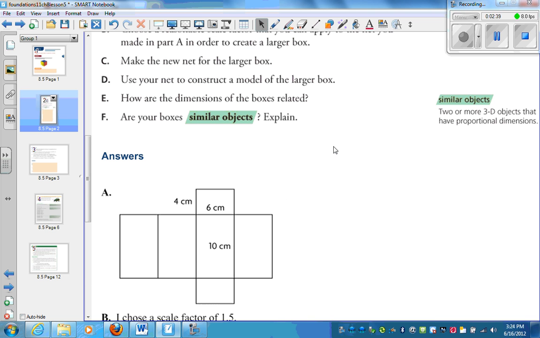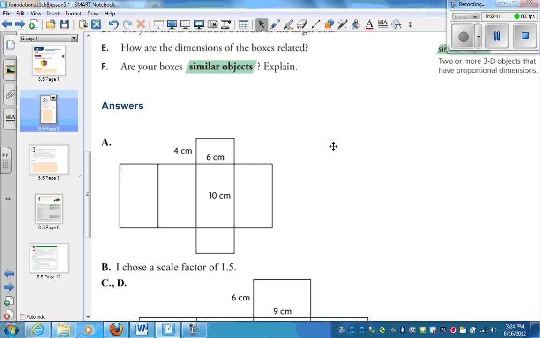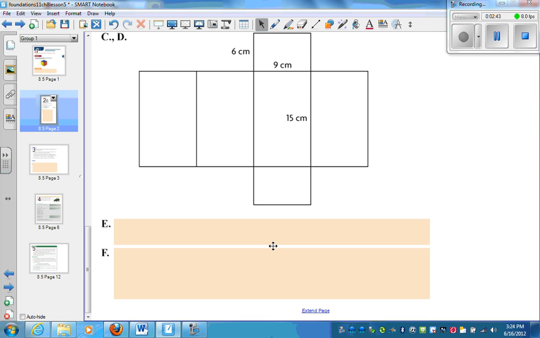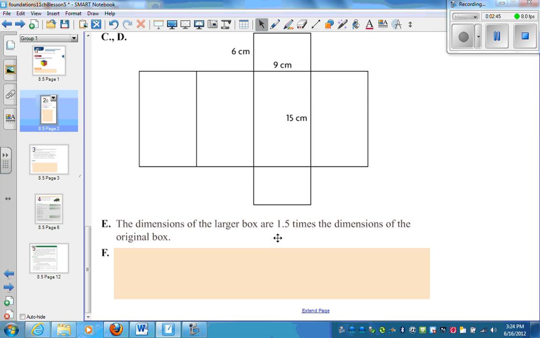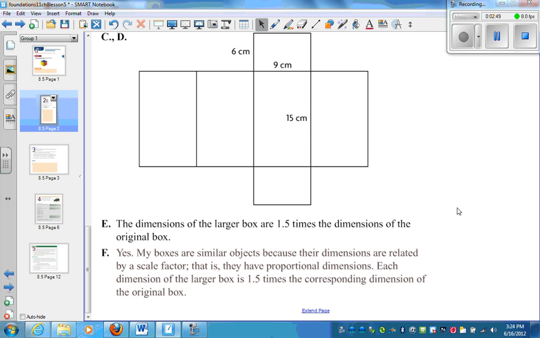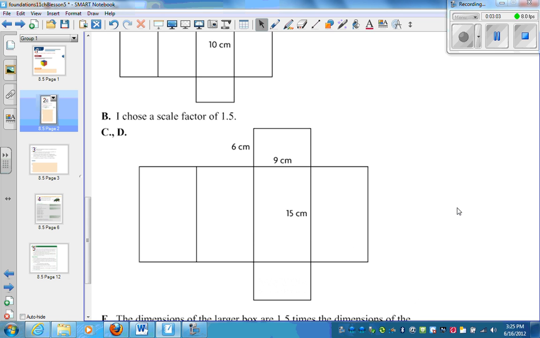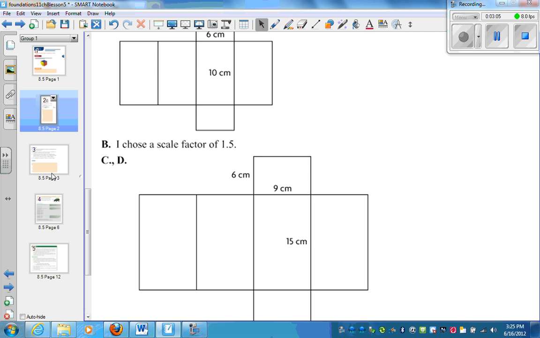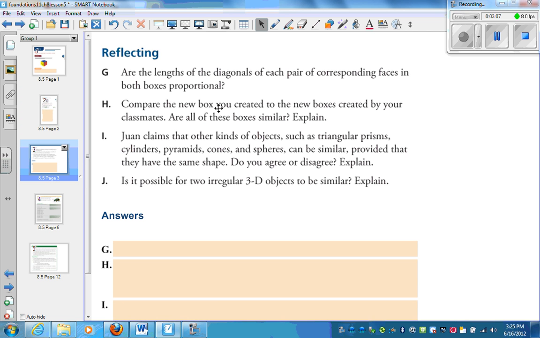How are the dimensions of the box related? And are your boxes similar? Explain. The way they are related is they each have a scale factor of 1.5 of the original box. They are similar because their dimensions are related by the same scale factor. In other words, they have proportional dimensions. Each dimension of the larger box is 1.5 times bigger than the original. So we've taken every single dimension and blown it up.